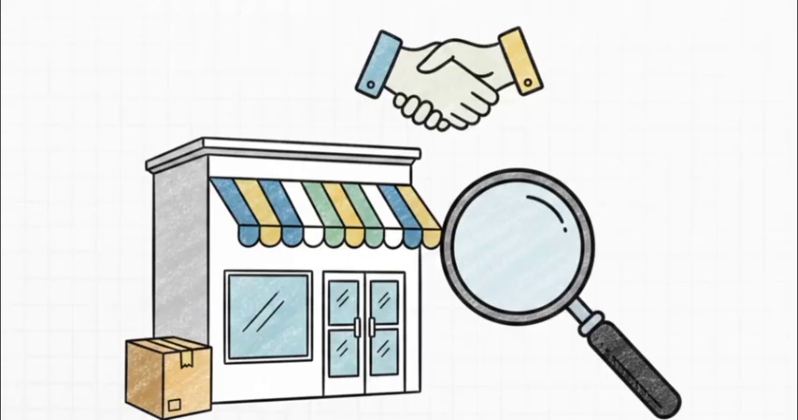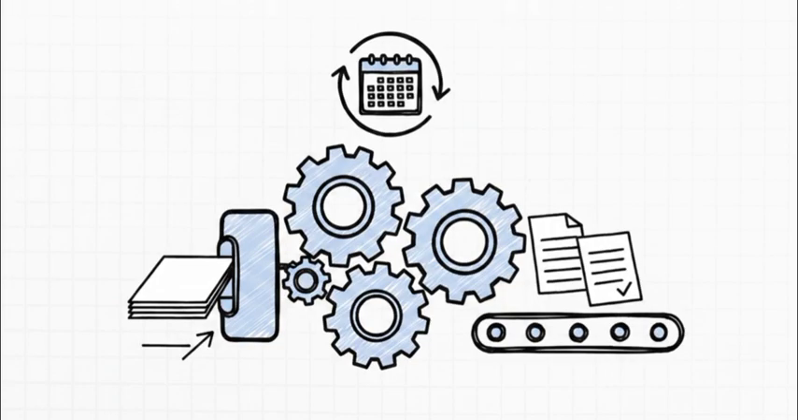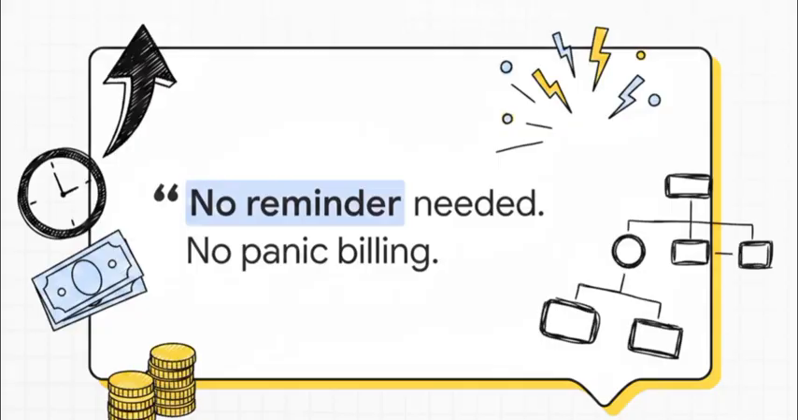Okay, let's ground this with a real example. Imagine a monthly retainer for ABC Traders. Their 10,000 rupee fee plus GST automatically crunches out to exactly 11,800. The real magic here? Zoho handles all that grunt work, generating it perfectly every single month. No alarms needed. Absolutely no panic billing. So, are you finally ready to automate your cash flow?